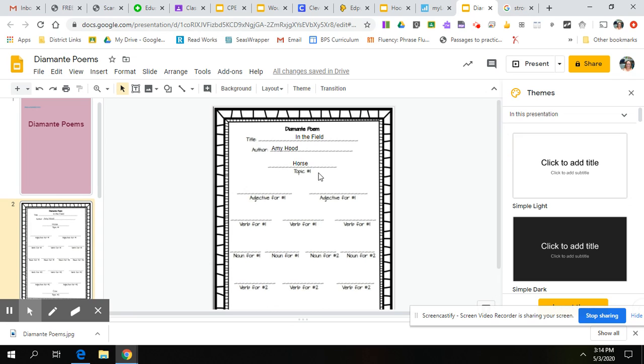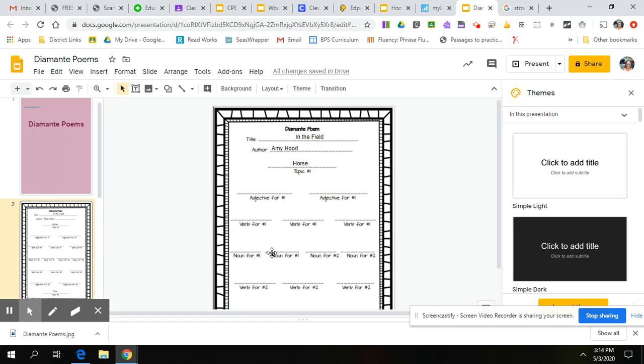Now at the beginning, I have to start out talking about my horse. These first 2 adjectives, see how it has a number 1 there and a number 1? Those are all talking about my horse. Look here at the verbs: number one, number one, number one. Those are still going to be about my horse. Look at this line, number one, and then number two.